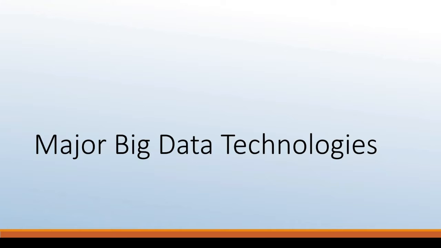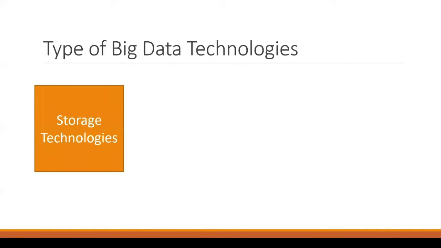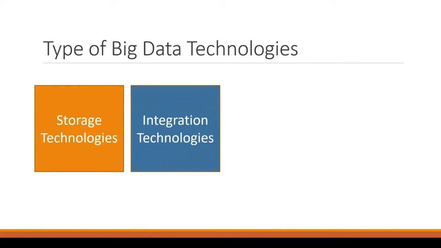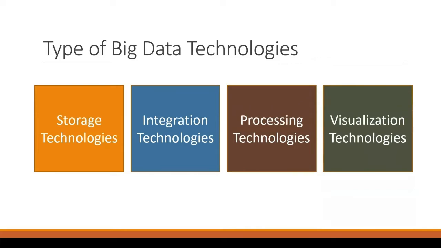Some of the major big data technologies are, we will see the different types of big data technology first. Storage technology, then integration technology, processing technology, and visualization technology. What are these? If you are talking about storage technology, these are the storage services which are capable of storing big volumes of data in different formats and different types of data.